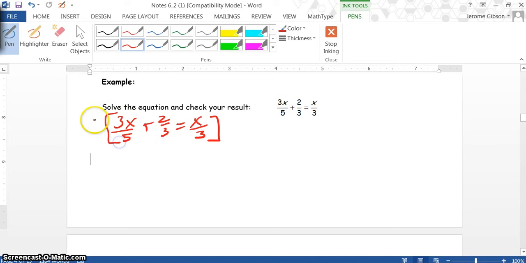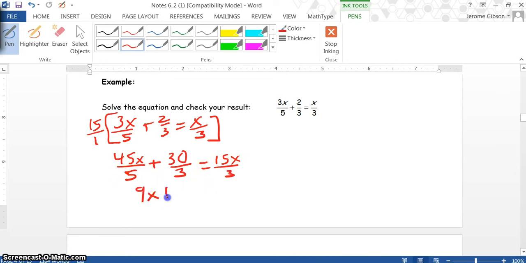So we would multiply everything by 15 over 1. 15 times 3x will give us 45x, and 1 times 5 is 5. Plus 15 times 2/3 will give us 30 over 3. 15 times x is 15x, and 1 times 3 is 3. 45 divided by 5 is 9. Bring down our x. Plus 30 divided by 3 is 10. Is equal to 15x divided by 3 is 5x.